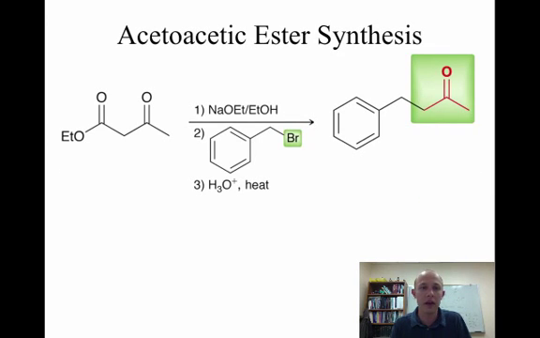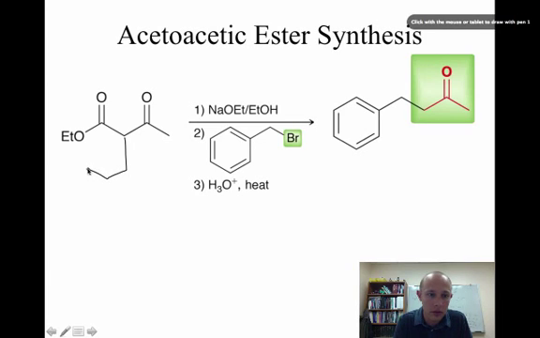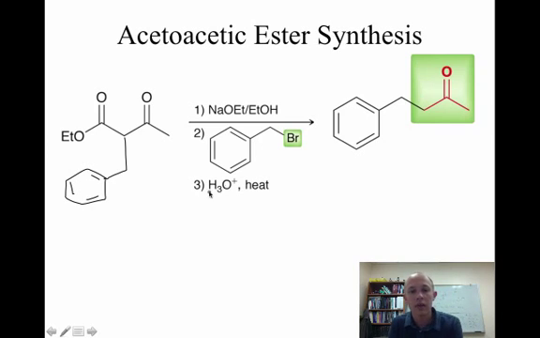A related reaction is called the acetoacetic ester synthesis. So instead of starting with a diester, we start with a beta keto ester, right? We can deprotonate that beta keto ester with a base to get an enolate ion, right? The enolate ion can attack our alkyl halide and displace, so we get a lone pair of electrons, we attack here, we kick out the bromide. And so again, after step 2, what we have would be something like this, right?